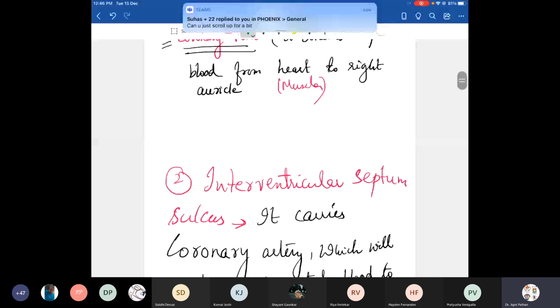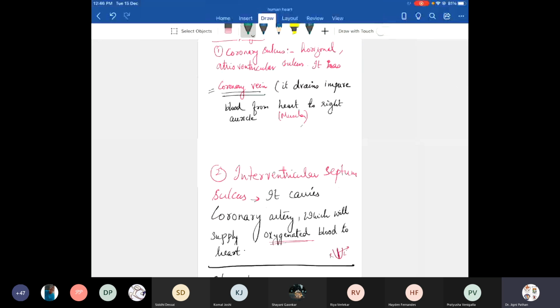Yes, Suhas. Can you see it? Kimaya is there in the class? Any doubts to anybody? Is everything clear? Are you understanding the concept clearly?